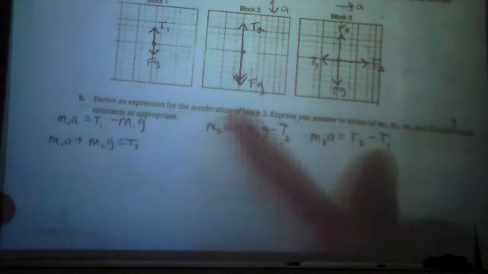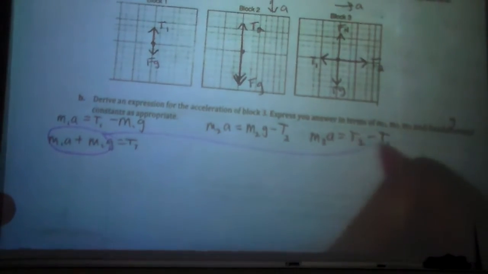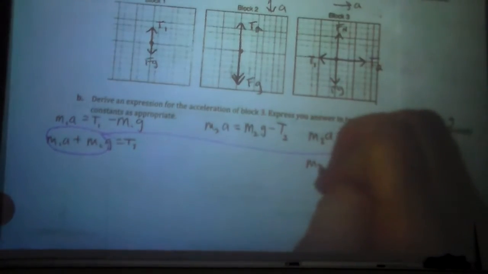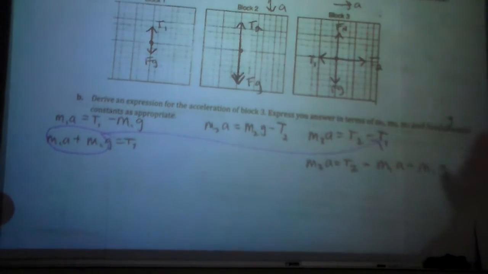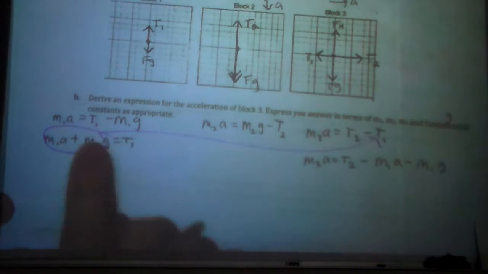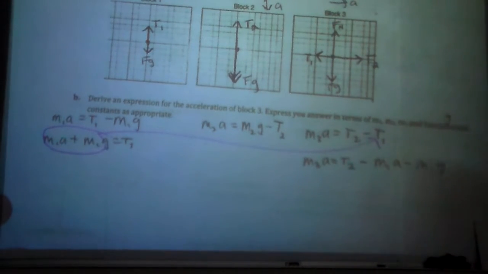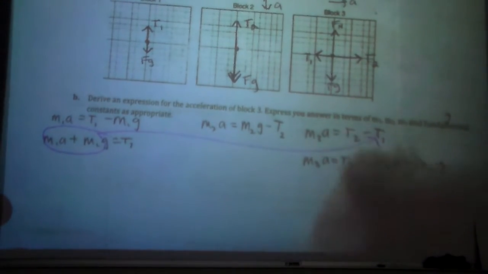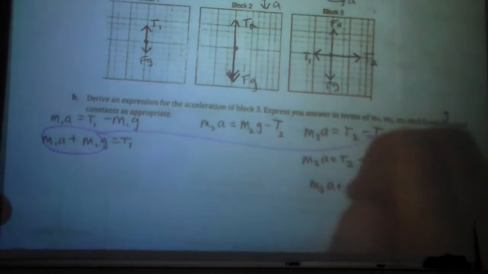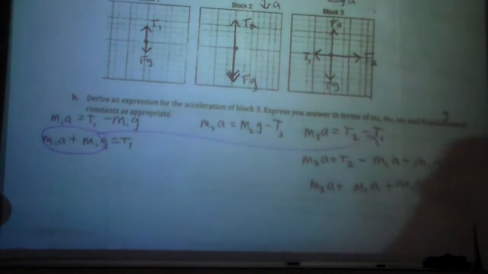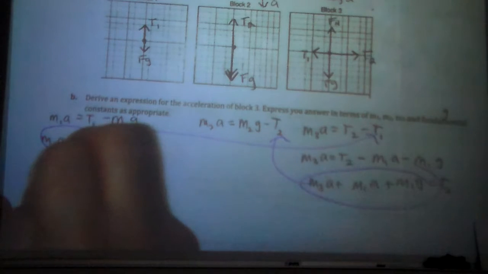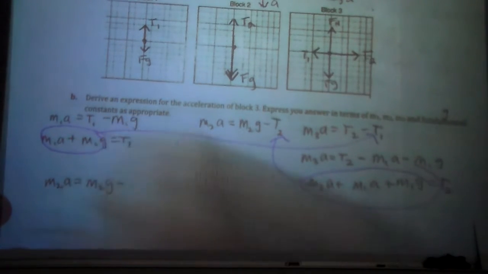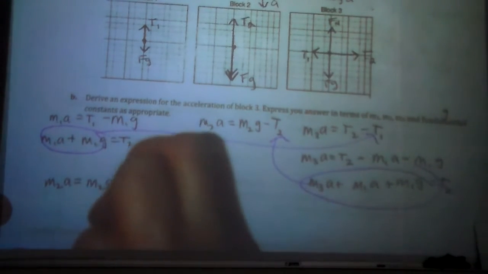And I'm going to take that and substitute it in. So here's the T1, I'll substitute it over here. So M3A is T2 minus M1A minus M1G, because that negative sign gets distributed to all of this term. And I'm going to add these over, so that's M3A plus M1A plus M1G equals T2. And now I can take that and substitute it in for T2. M2A equals M2G minus all of this.